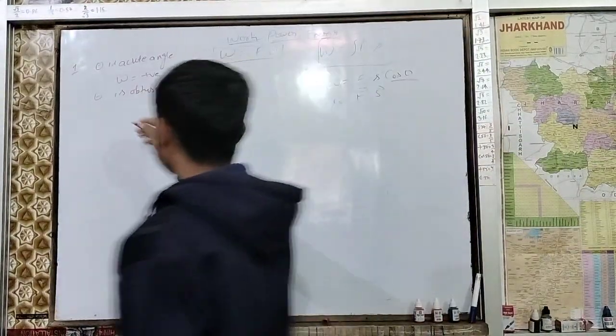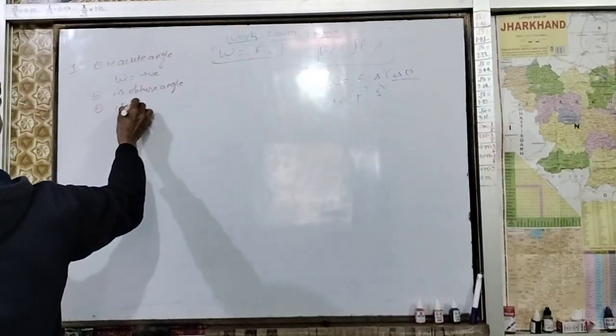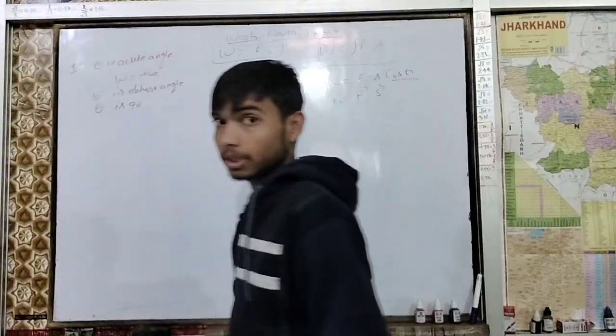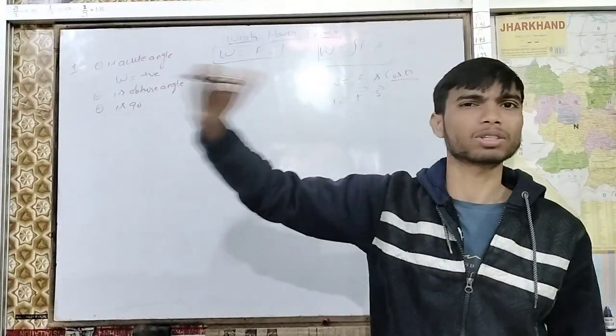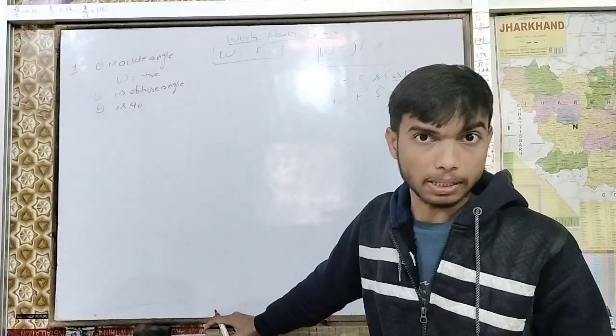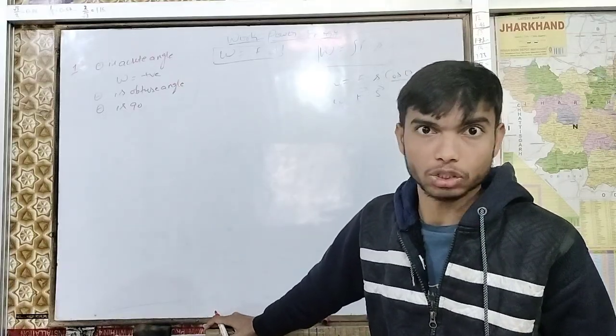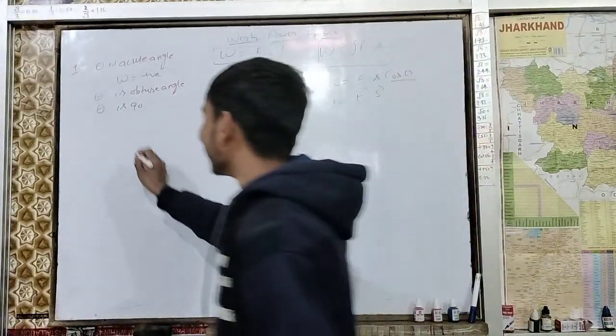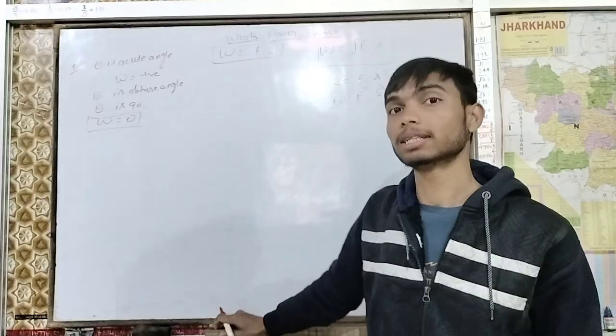Now if theta is 90 degree, then remember, cos 90 will be what? Cos 90 is 0. So work done will be 0. Remember, work done will be 0 because the value of cos 90 is 0.